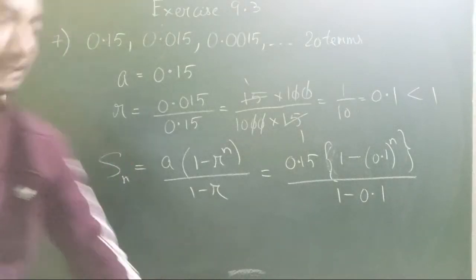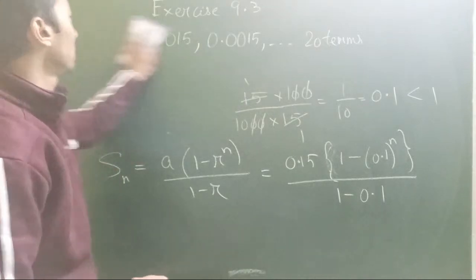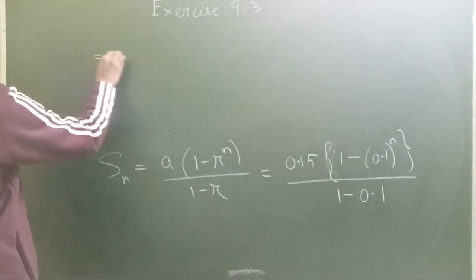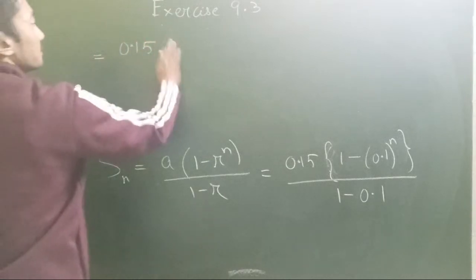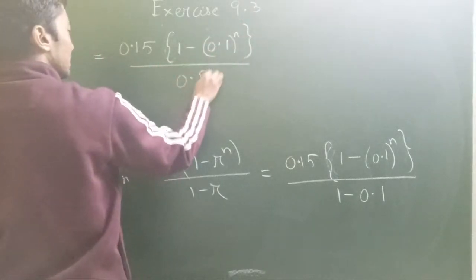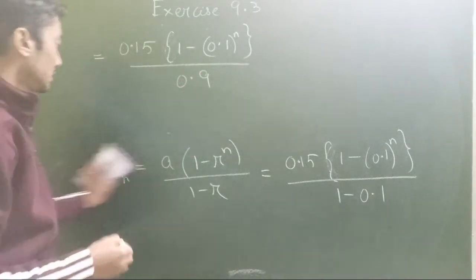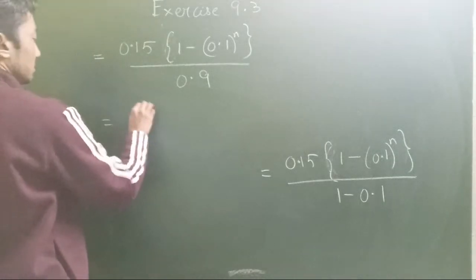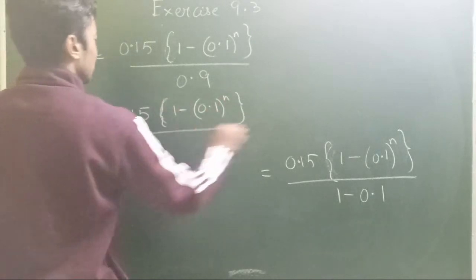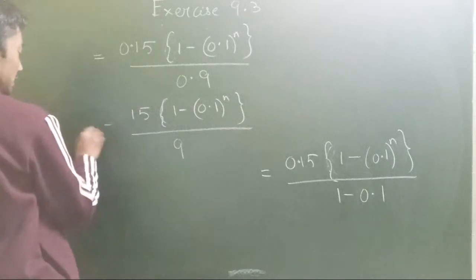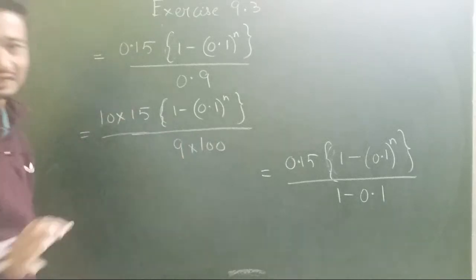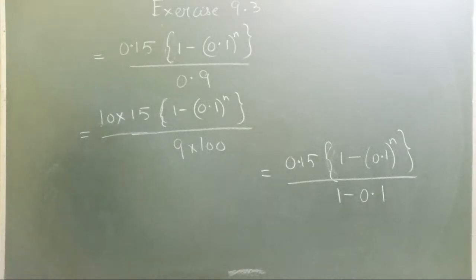Alright, let's simplify this a little now. That should be 0.15 into 1 minus 0.1 whole power n, divided by 0.9. That subtraction I don't have to show you. So 15 into 1 minus 0.1 whole power n divided by 9, with 2 decimals in 0.15 and 1 decimal in 0.9. Just simplifying things, but if you can do it directly, absolutely no problem.